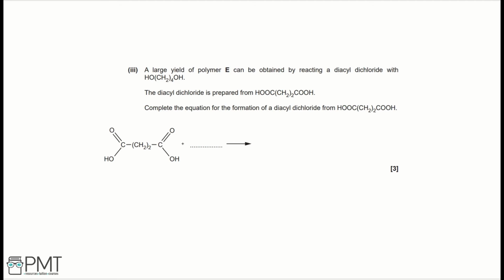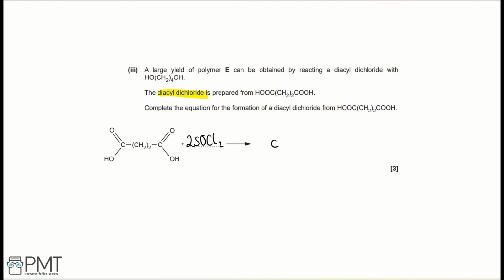So if you found this question hard, I'd recommend going back, revisiting and trying to learn it. So the reagent that you need from going from a carboxylic acid to an acyl chloride is SOCl2. And because we're making a diacyl dichloride, that means we need 2 of these.